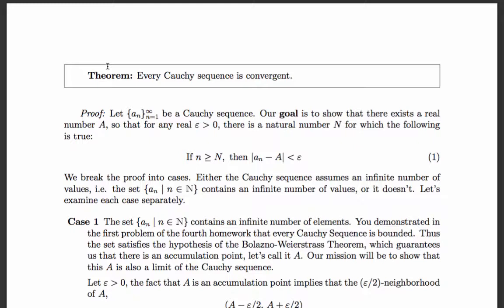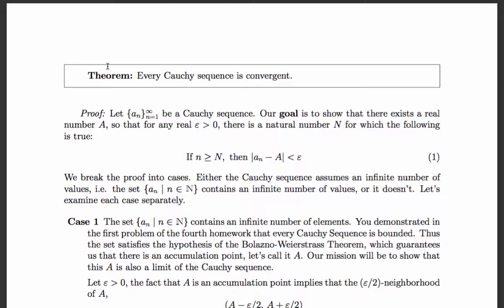That means we need to find or show that there exists a real number, capital A, so that for any real positive epsilon, there is a natural number N for which the following statement is true. If little n is greater than or equal to big N, then the absolute value of a_n minus A is less than epsilon.